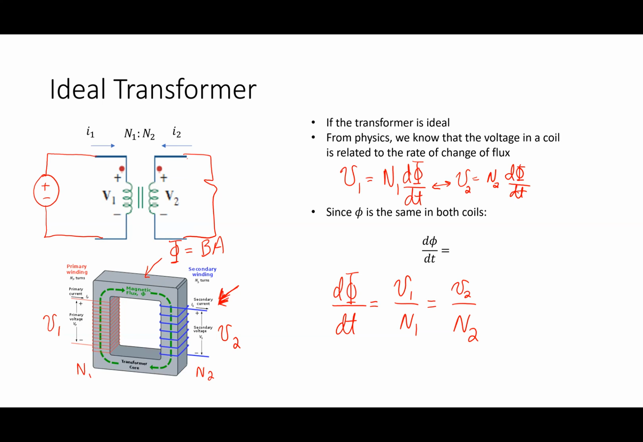Where's the power come from? From the source. And where's it going? To the resistor. So if I think about all the power, there's a power 1 that enters that primary, and there's a power 2 that leaves that secondary. If this thing is ideal, the power that goes in must equal the power coming out. The power coming in must equal the power coming out.